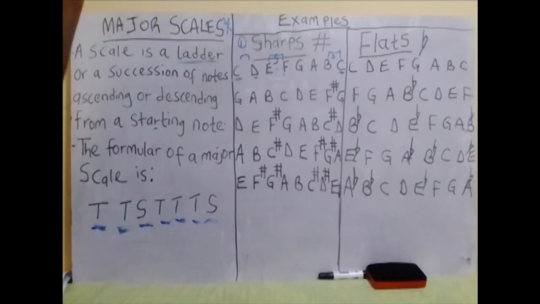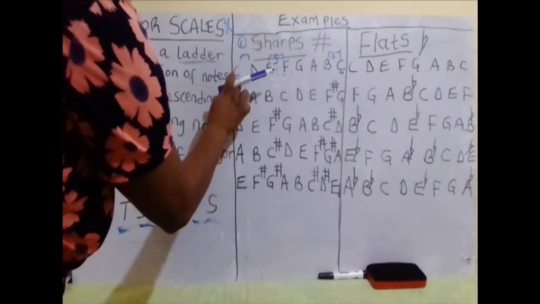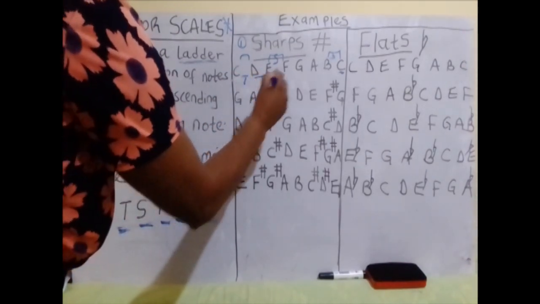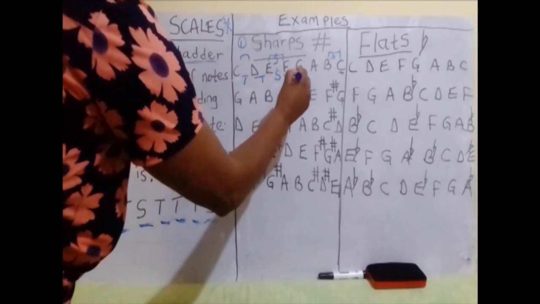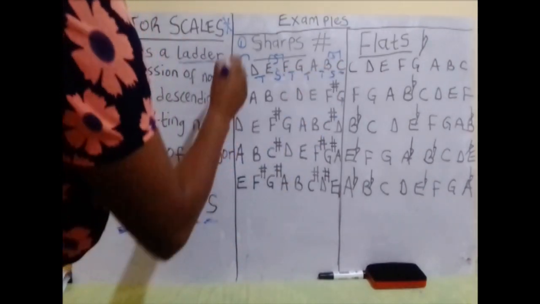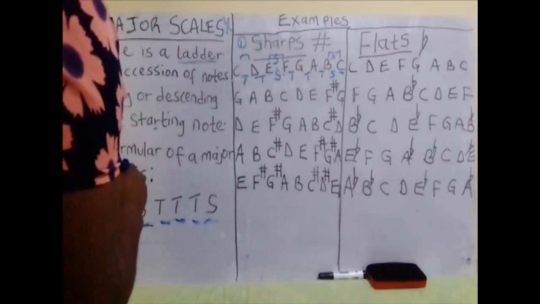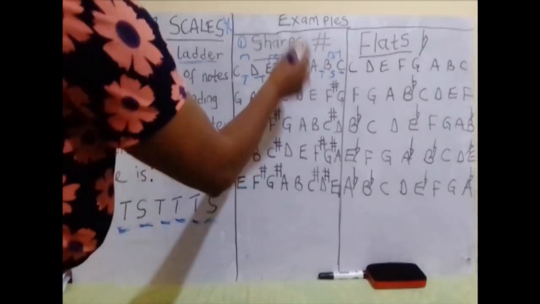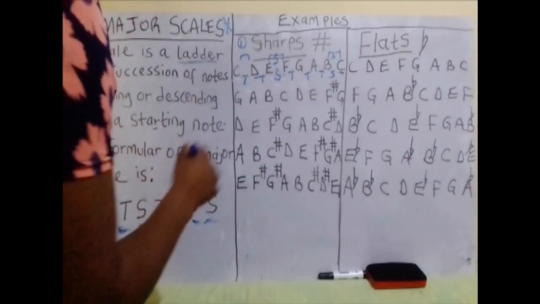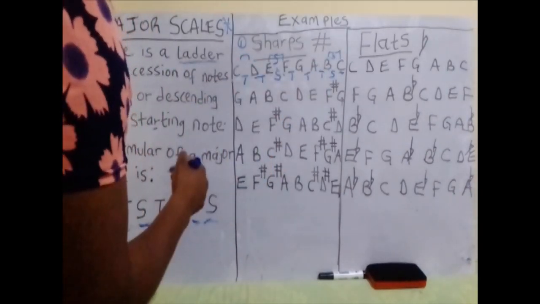Tone, tone, semitone, tone, tone, tone, semitone. The scale of C is automatic and it comes in automatically. There is nothing that we are raising or lowering. It has been set that way. Consider that even on the keyboard, you don't touch the black key.